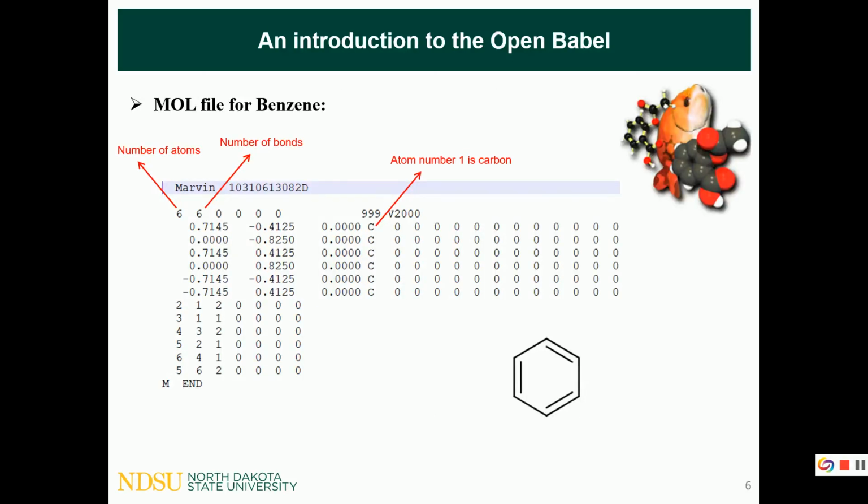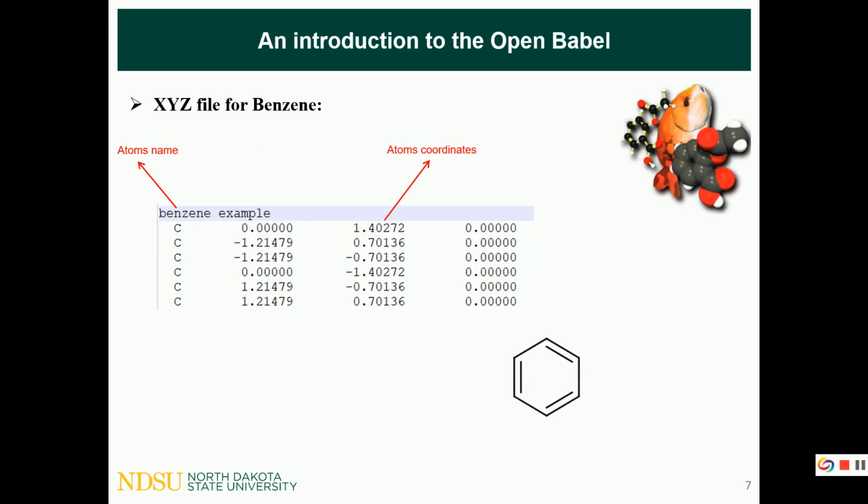Let's look at an example, for instance, for benzene. It's a MOL file for benzene. You can see this is the format of the data file. For instance, this number relates to the number of atoms or the number of bonds, or this column shows the atom type. And if you convert this from a MOL file to XYZ, you can see that it generates another format of data, just the coordinates and the type of the atoms.